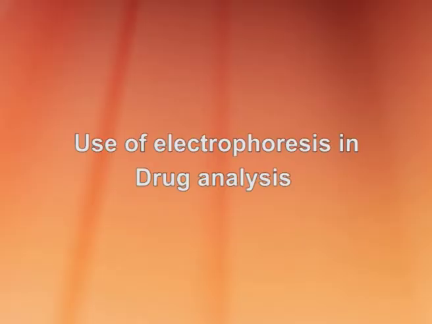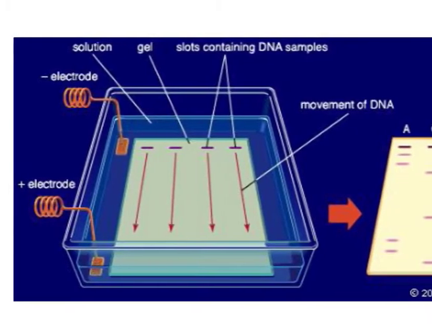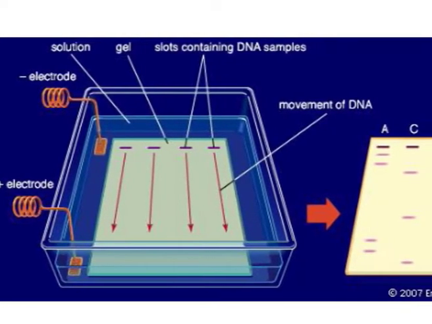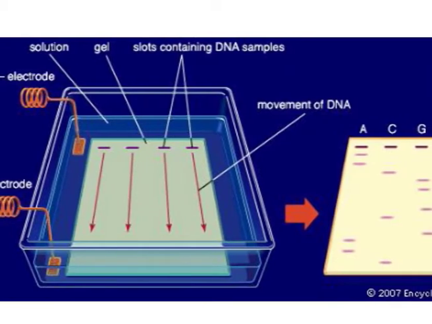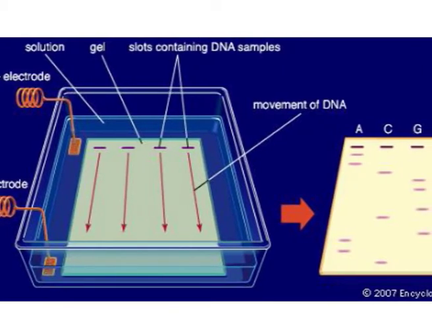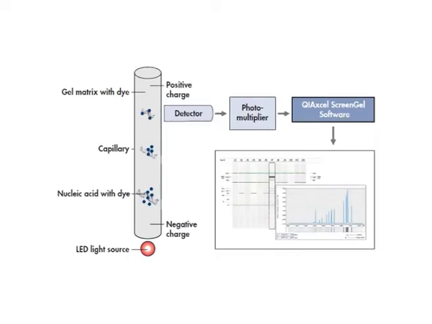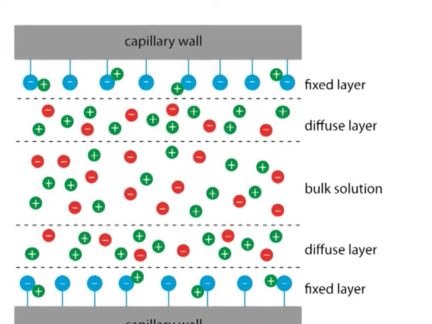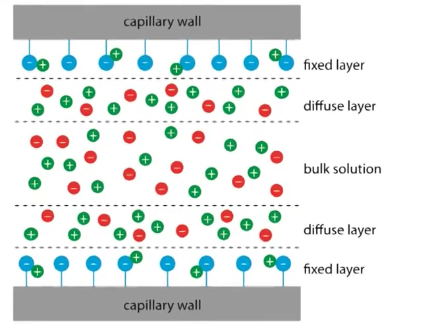Use of electrophoresis in drug analysis. Gel electrophoresis is used to study the resolution and detection of nucleic acids, DNA and RNA. Capillary gel electrophoresis is used to separate nucleic acids. It separates solute by charge to mass ratio. Used for determination of molecular weight of proteins.